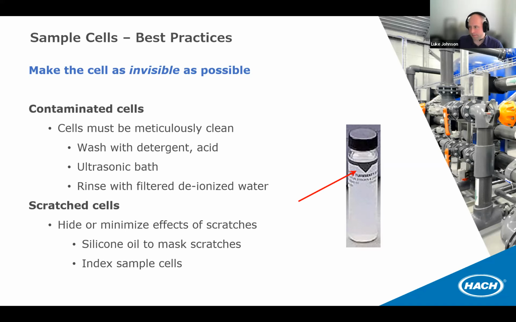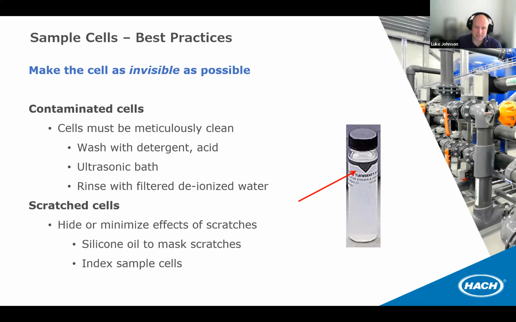And then finally, one way to make sure you have consistent results is to always index your sample cells. Our turbidity cells have this black triangle here, that's the index mark. You always want to put that in the same orientation in the instrument. That way, any issues that you might have with the cell, and hopefully you don't have any, but if you do, like any scratches that you just can't work out, they will always be accounted for in the same way, right? They'll always be interacting with the beam in the same way.